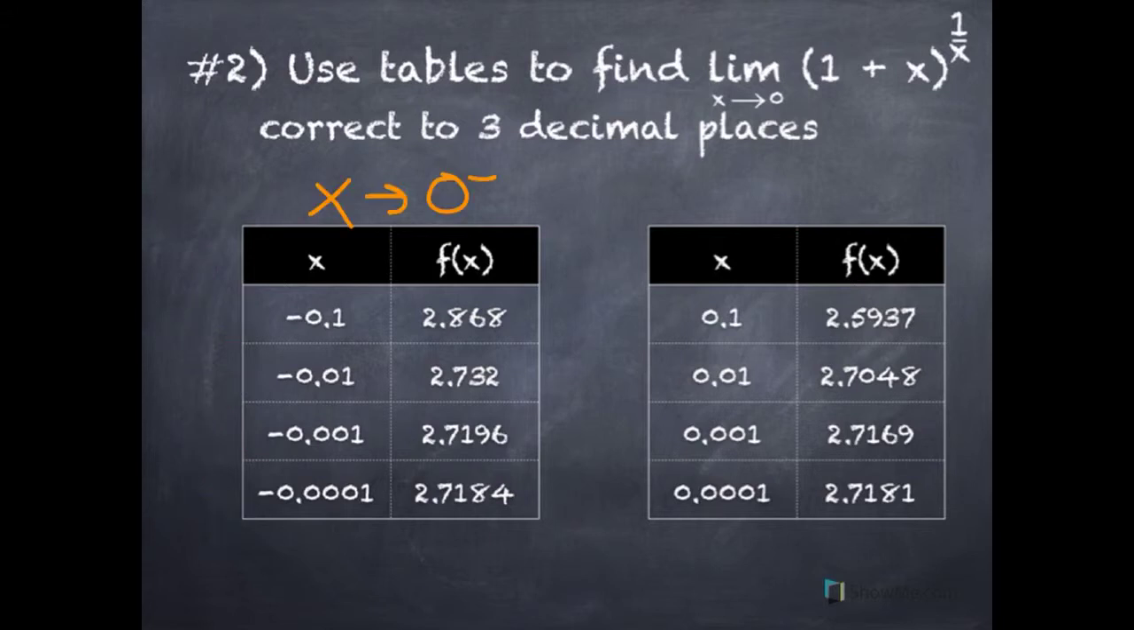As you look at the table on the right, the x values 0.1, 0.01, 0.001, 0.0001, those x values are getting closer and closer to 0 from the right. So the question is, what is y getting closer to? Notice these directions are a little bit different. It says do it correct to 3 decimal places.